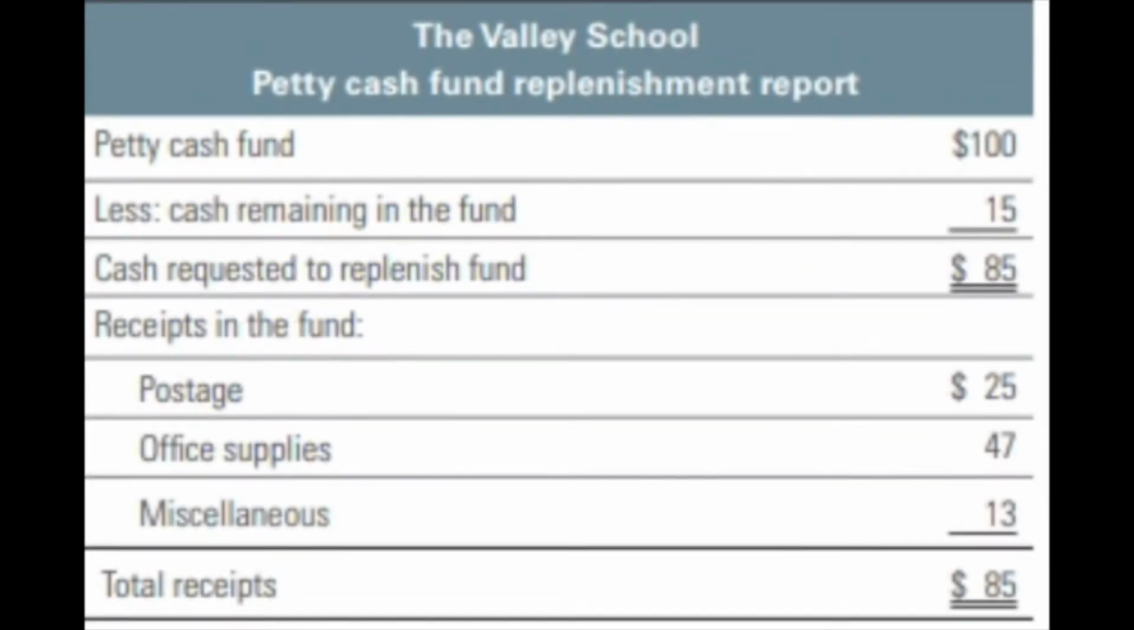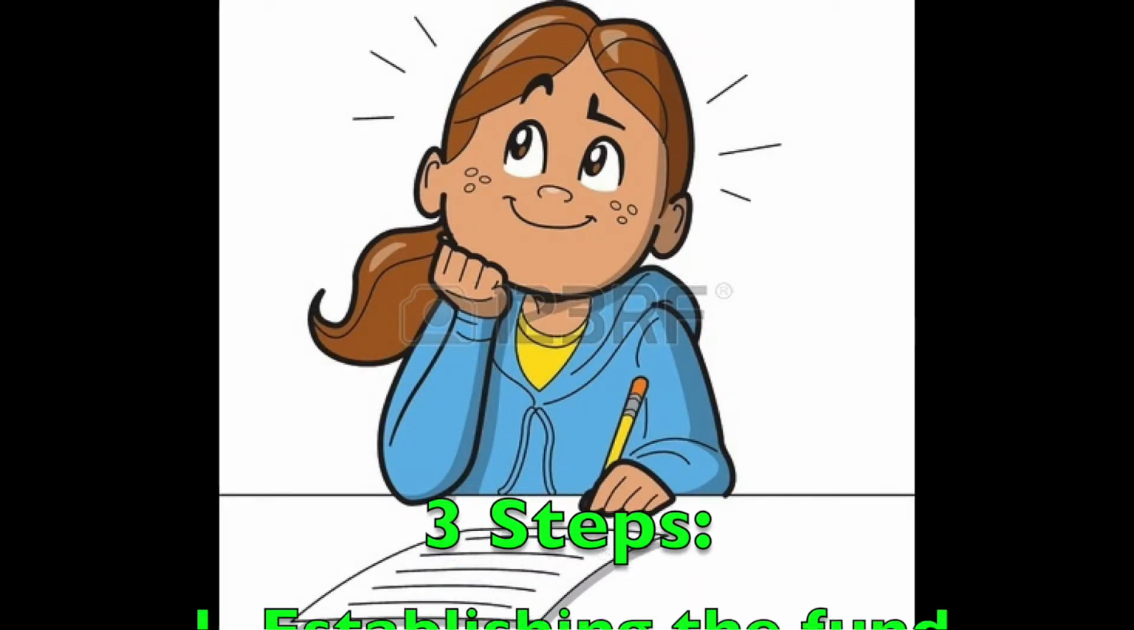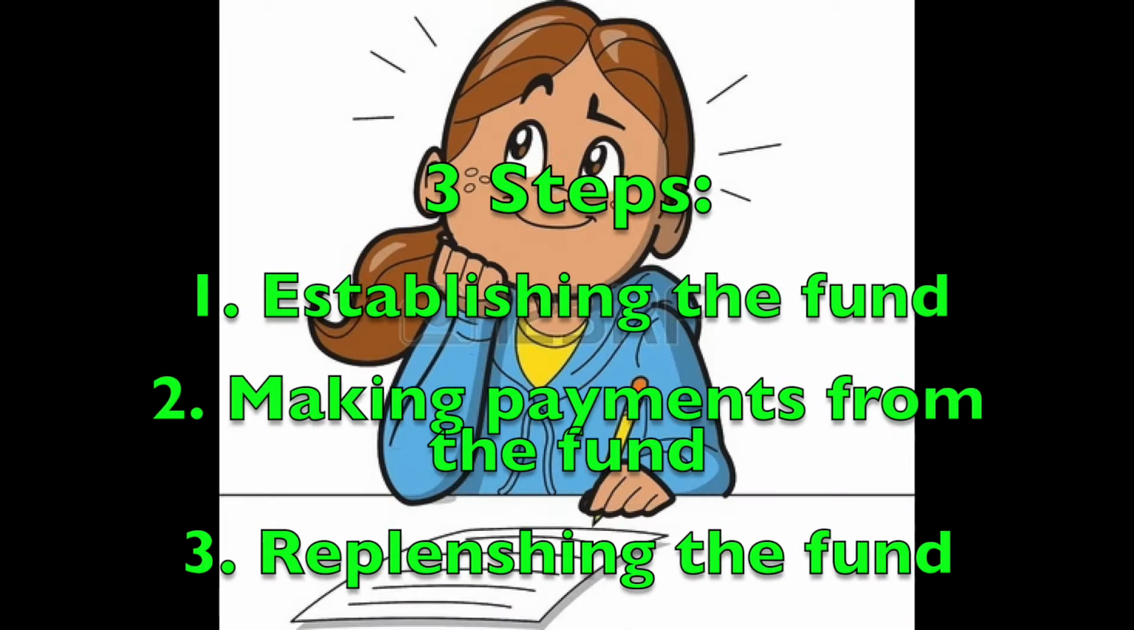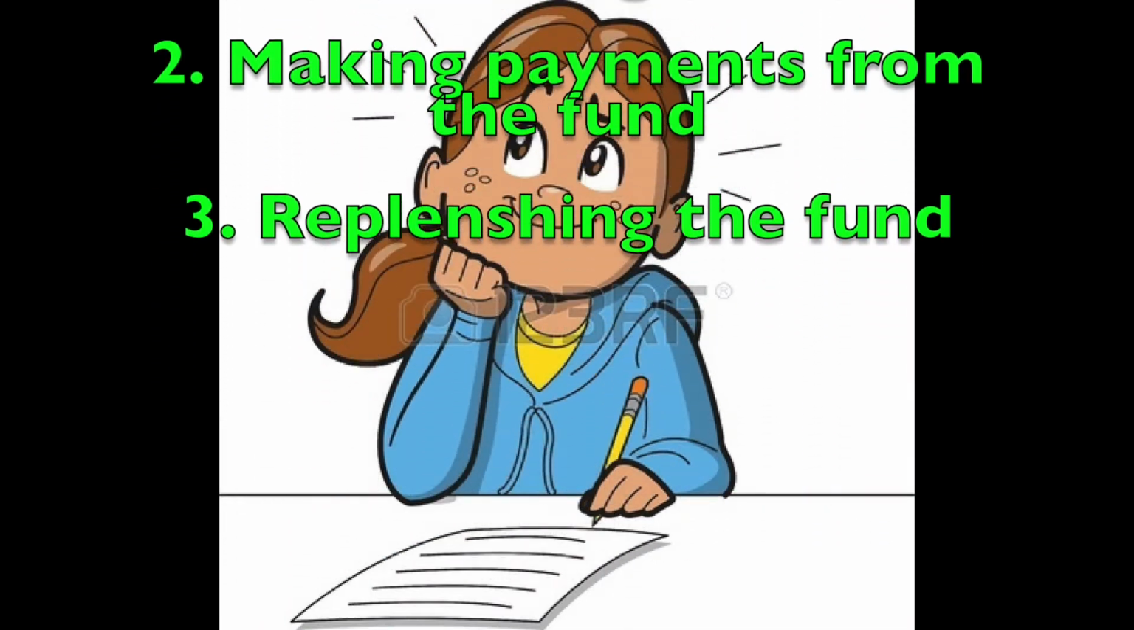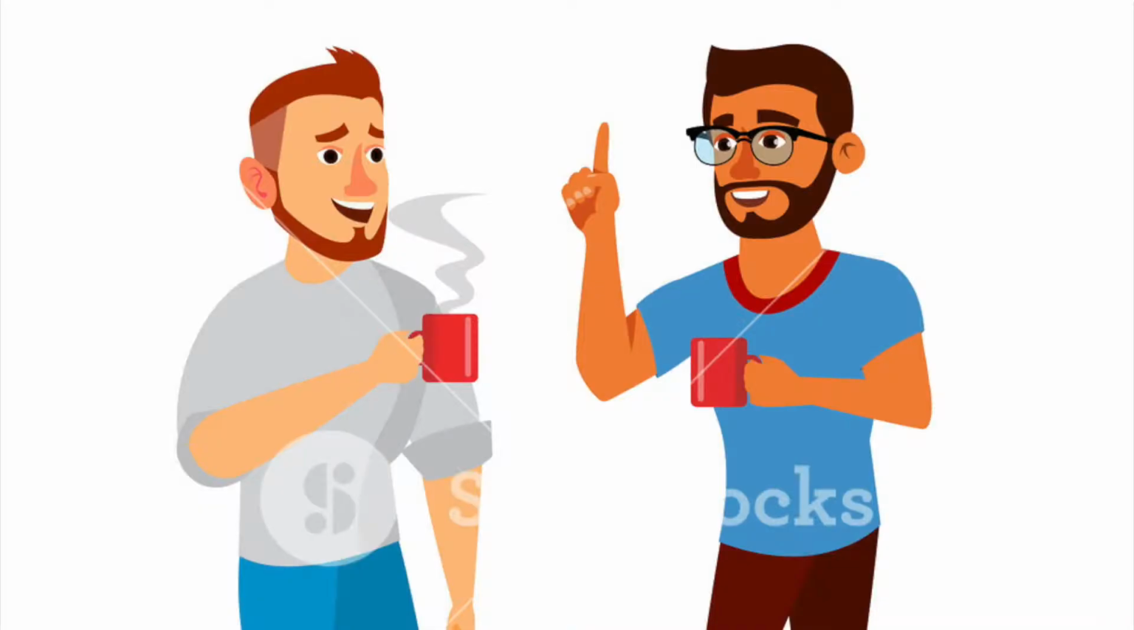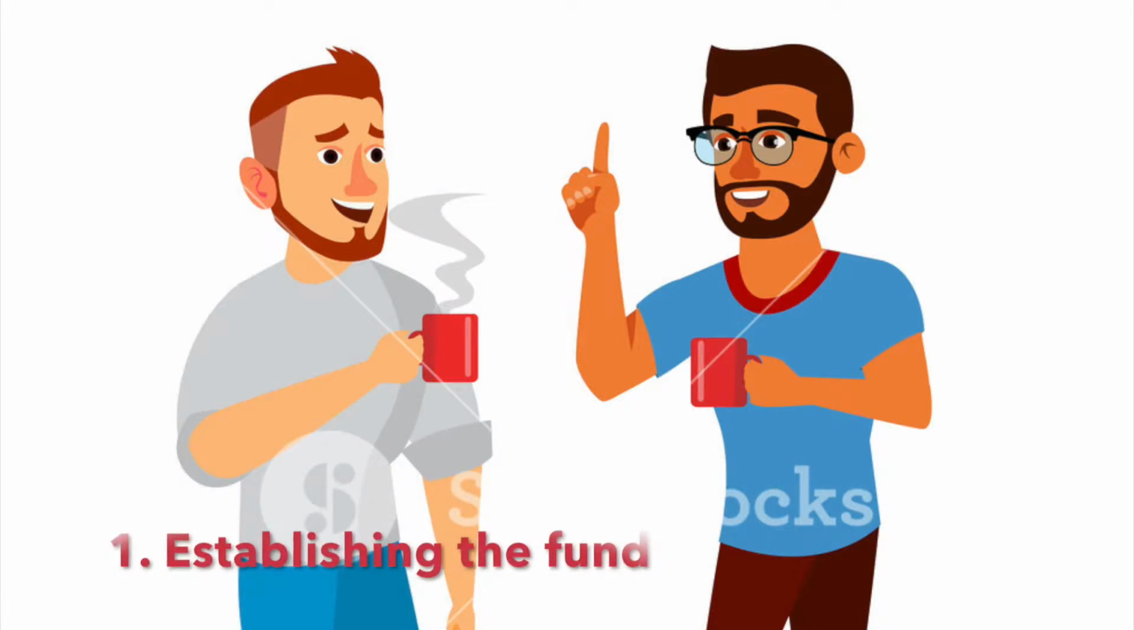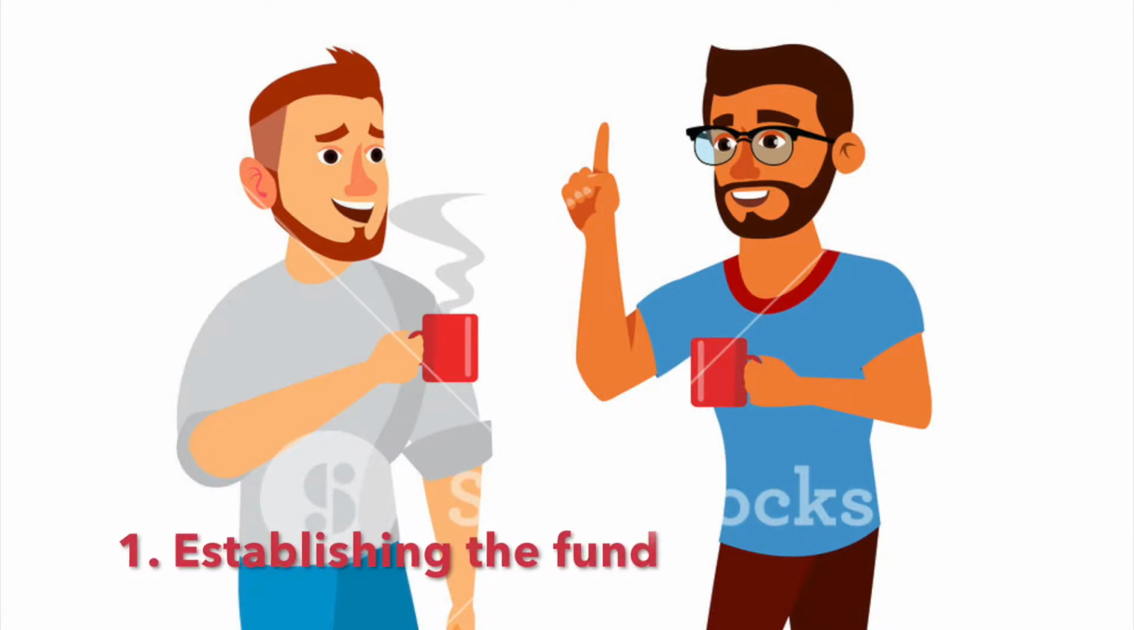This below is what a petty cash fund looks like. There are 3 steps involved in a petty cash fund. The first, establishing the fund, the second, making payments from the fund, and the third, replenishing the fund. Establishing the fund is all about establishing the check for the amount of the fund.